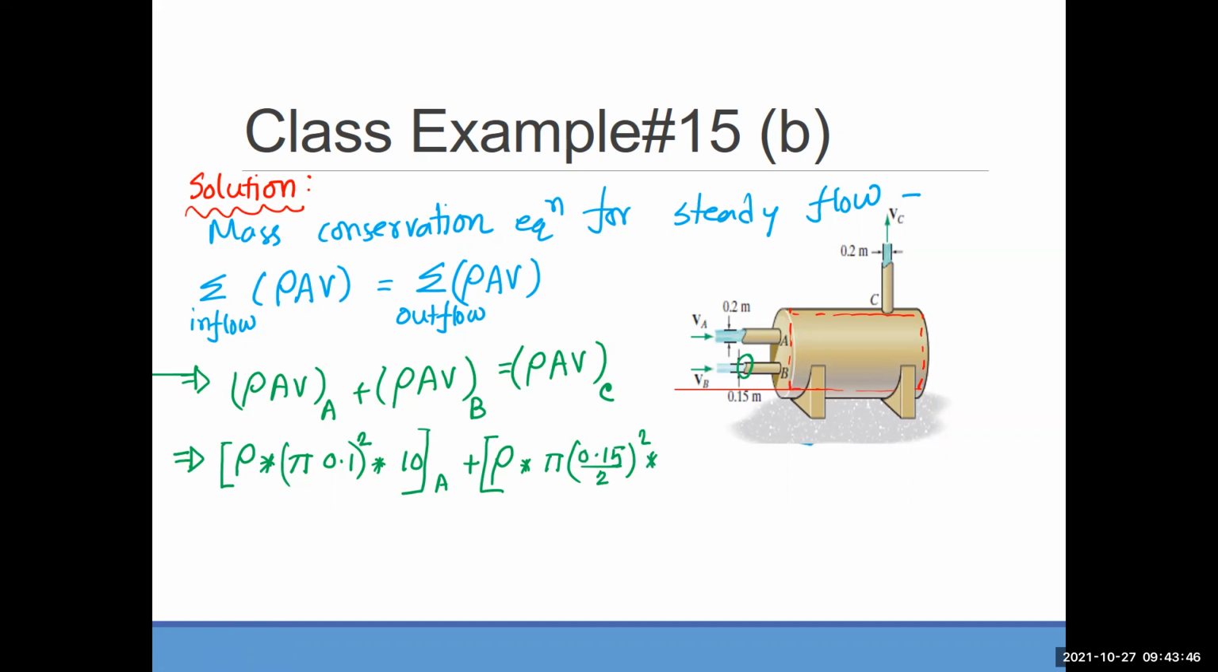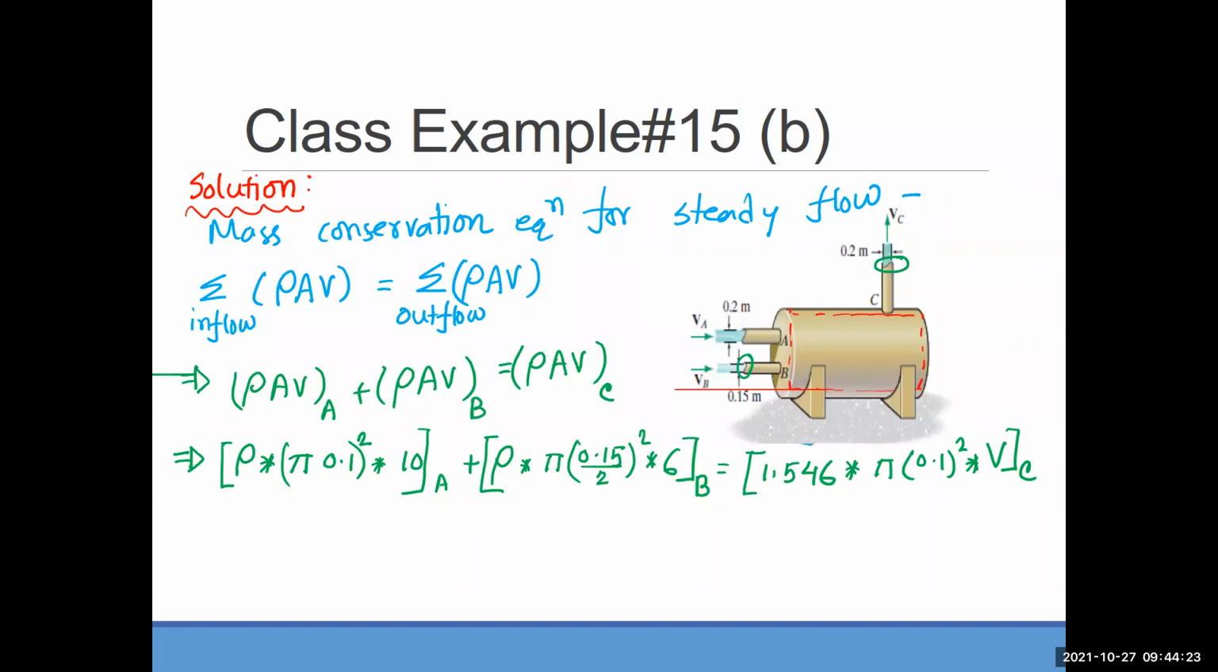What is the velocity for V B? 6. Do we know the density for C? 1.546. We know the diameter here, so pi 0.1 square, and we don't know the velocity there, right? Okay. Are we good up to this point, everyone?